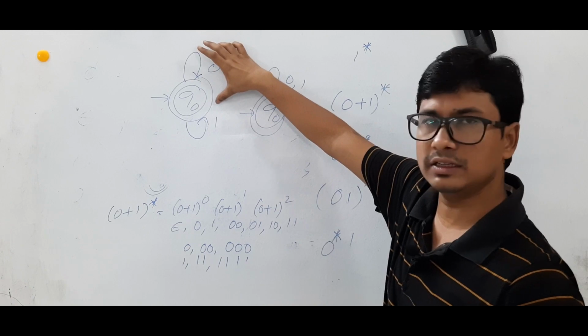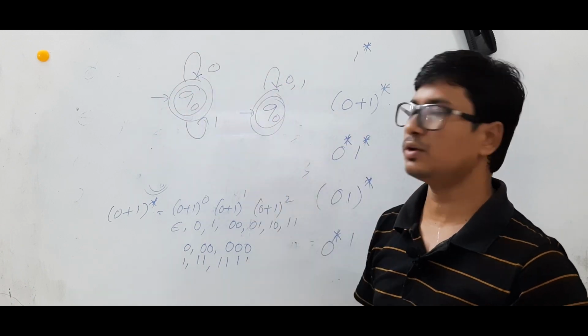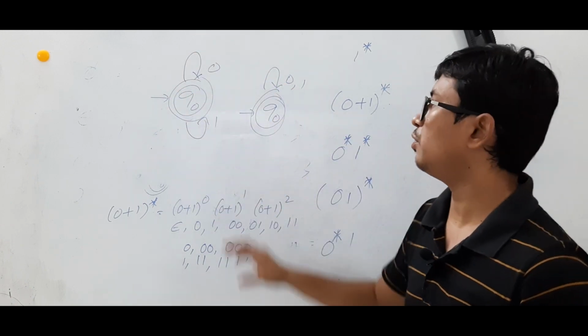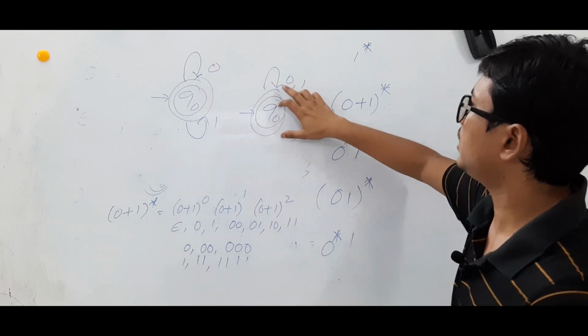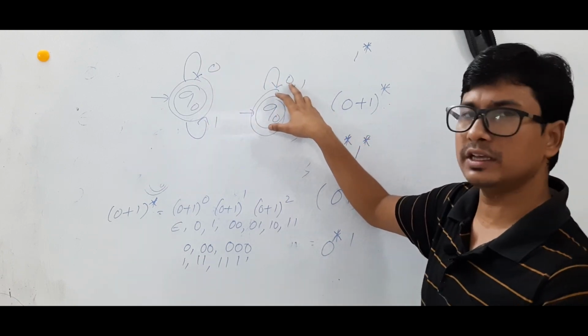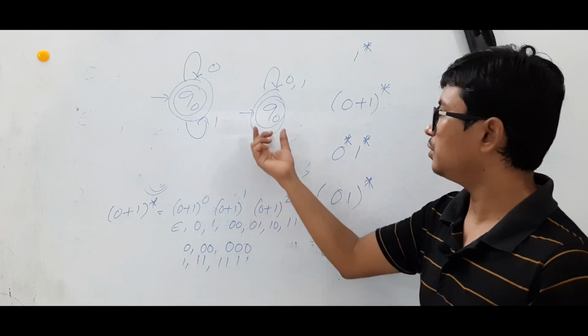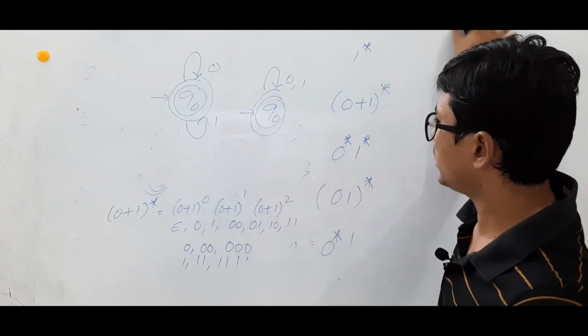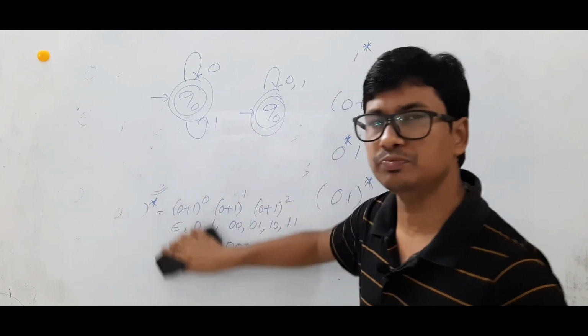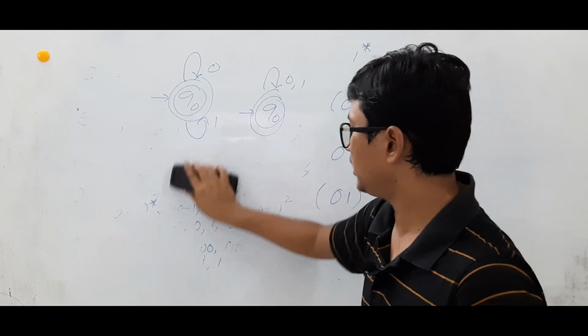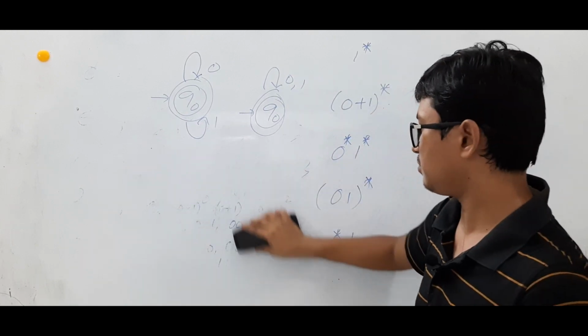See, you can write like this: on 0 you will be in q naught, or on 1 in q naught. If you want to have a single loop, then 0 comma 1 means that either on 0 or on 1 you can do this transition. Okay, so I hope it is clear. This is a very simple one. But anyway, as you are beginners, I am discussing it for you.